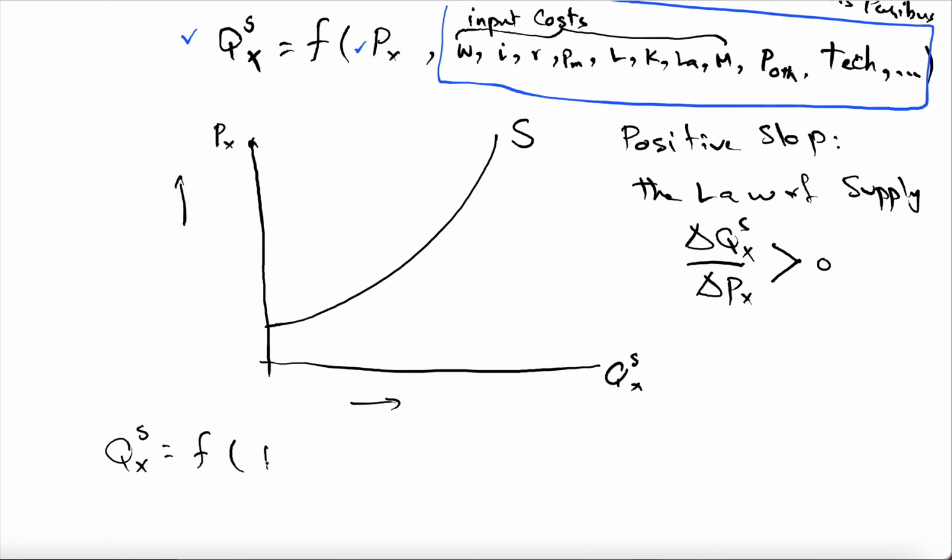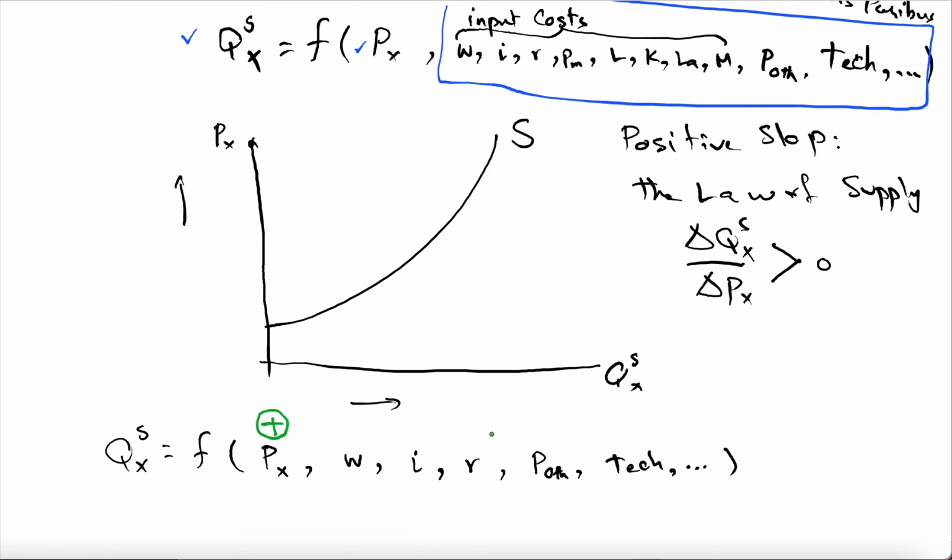Supply is a function of the price of X and the input prices. Only keep the input prices: the wage, the interest, and the rent, and the price of other goods, and the technology. We already noticed that the relationship between the price of the commodity and its quantity supplied is positive, the law of supply, everything else remaining the same.